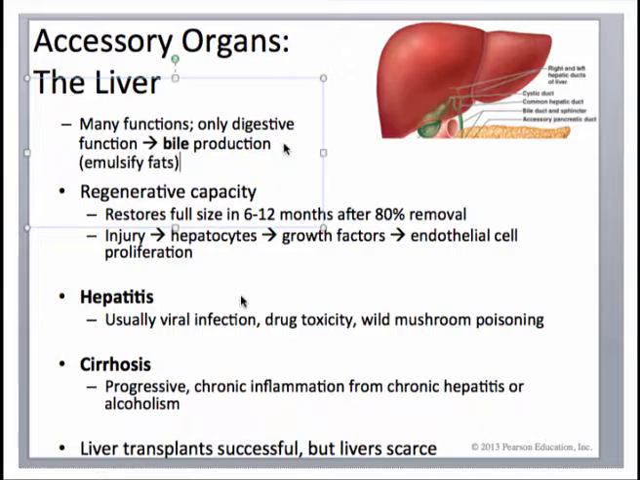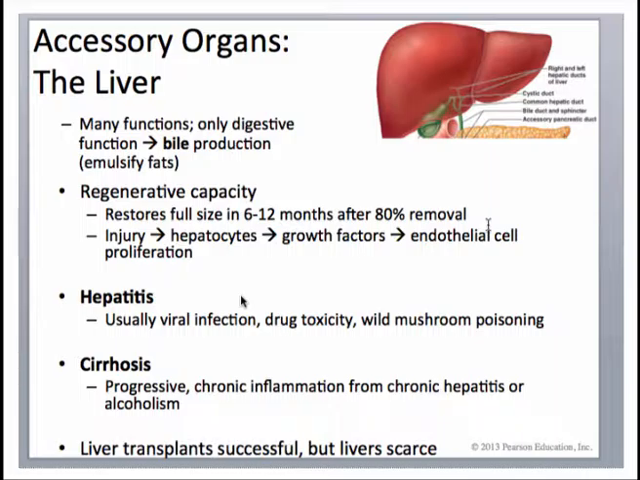What emulsification means is taking a big fat droplet and breaking it down into more absorbable particles. The liver can regenerate itself. Even if about 80% of it has been removed or destroyed, it can restore. That's because upon injury, the hepatocytes, which are the liver cells, will secrete growth factors that help to proliferate the endothelial cell lining. Hepatitis and cirrhosis are examples of homeostatic imbalances with the liver.